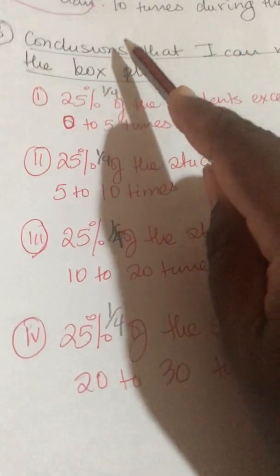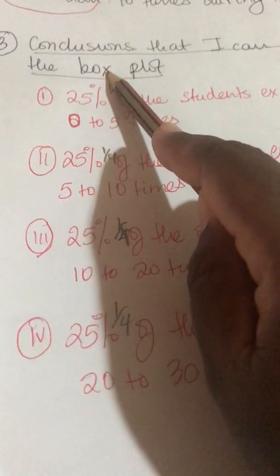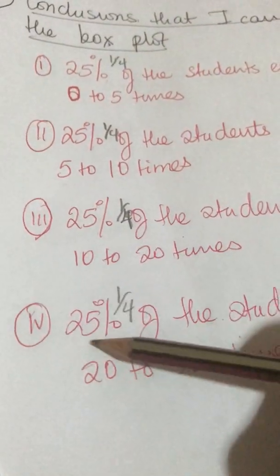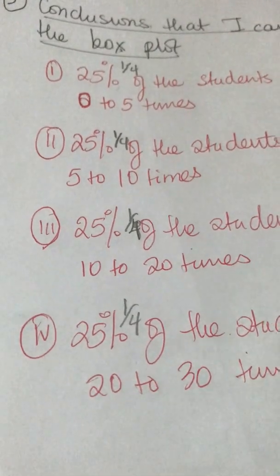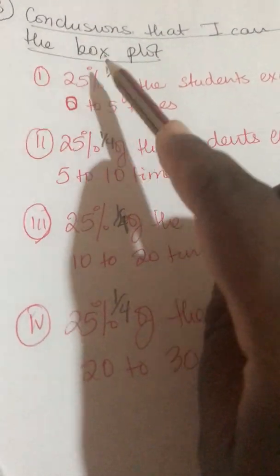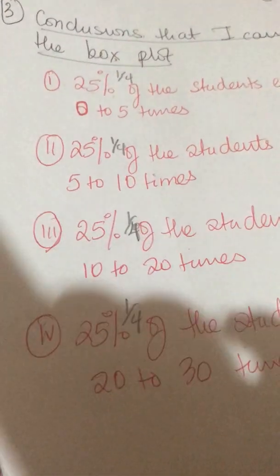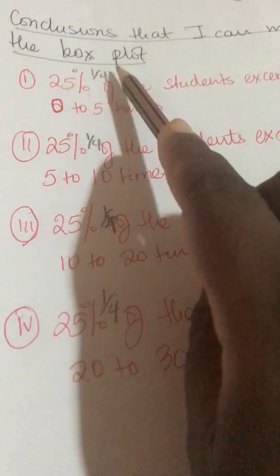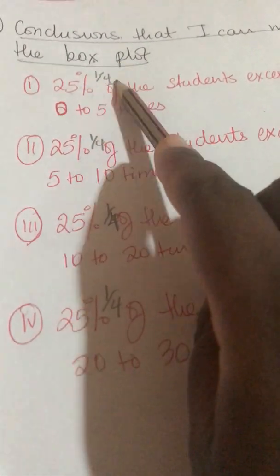Remember, when you're making conclusions from a box plot, these are the only numbers you should use. You can't use any other numbers for percent or fraction. You must use 25%, or you must use 1/4. You cannot use any other number. This is what you should start with.